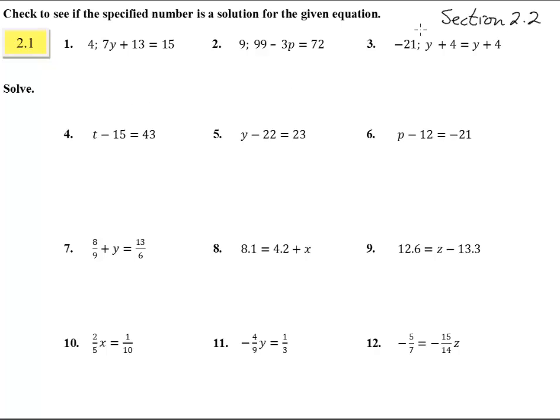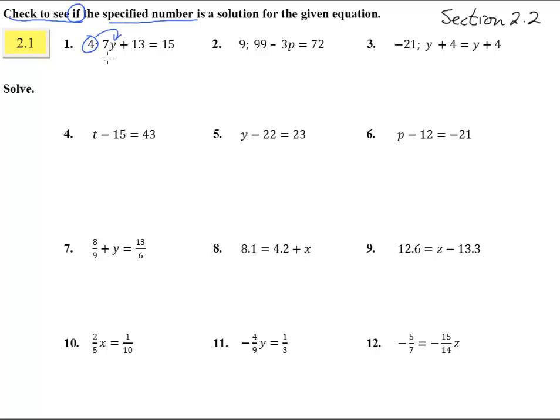Here we are in section 2.2, numbers 1 through 12. These are a review of section 2.1, so we'll get right into it. First, we're going to check to see if the specified number is a solution. So we're not going to actually solve these. We're just going to check and see if that guy goes in.